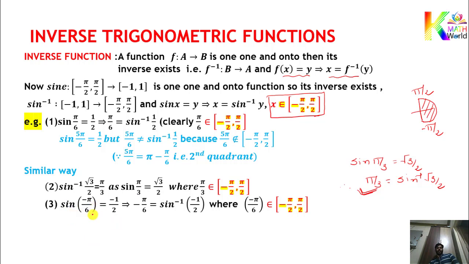Okay, now negative value you can see. So clockwise direction, sine of minus 30 degree. So minus 30 degree, where you got here minus 30 degree. Okay, so clockwise direction and fourth quadrant you can see, fourth quadrant. So obviously in fourth quadrant sign will be negative.